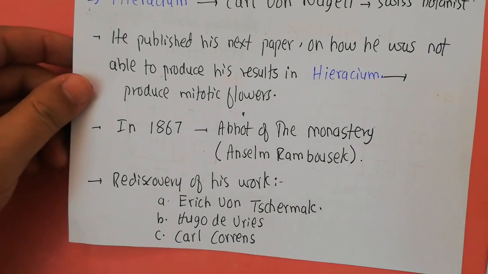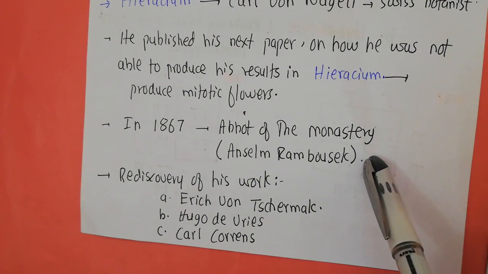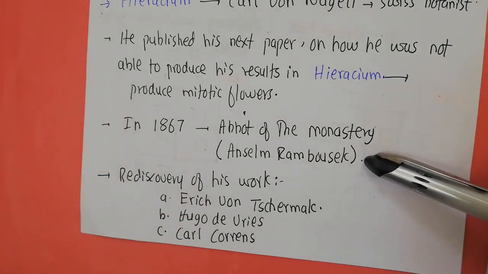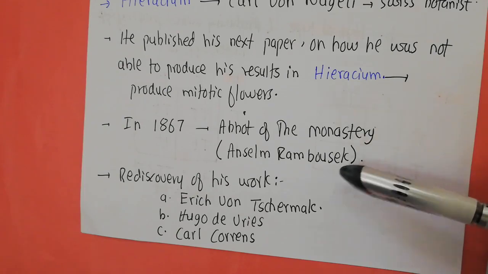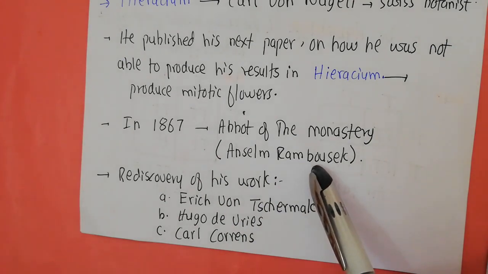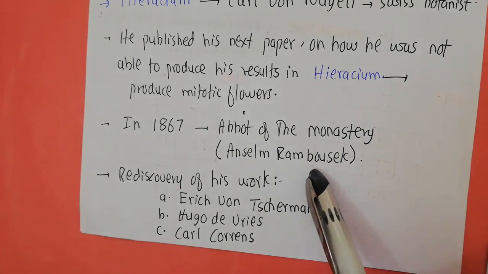In 1867 he was made the abbot of the monastery, and whether he discovered linkage or he didn't discover linkage, we do not actually know, because after Mendel died, Anselm Rambusek was made the abbot of the monastery, and what he did was burn all of Mendel's library. So we do not know what Mendel did after 1867, because all of his work was burned by Anselm Rambusek.